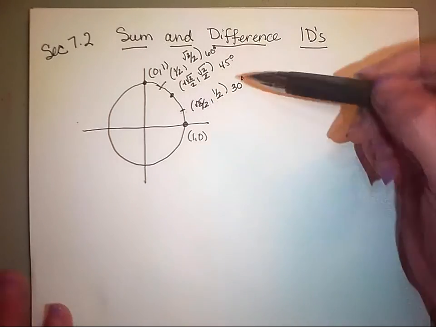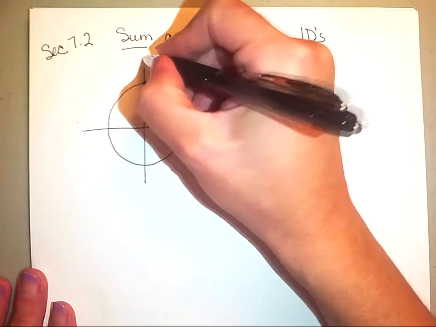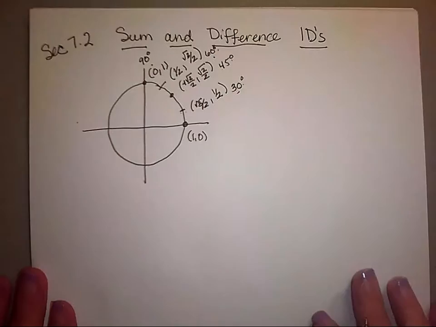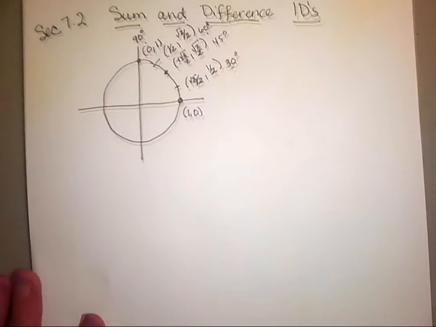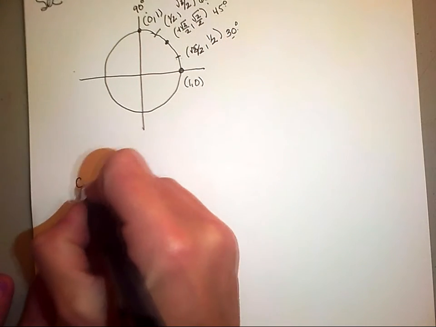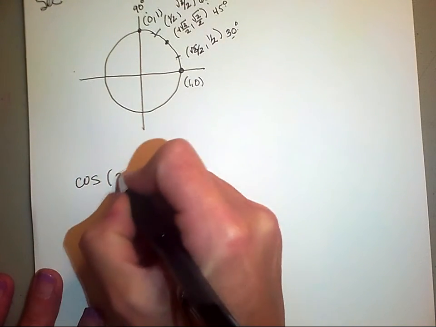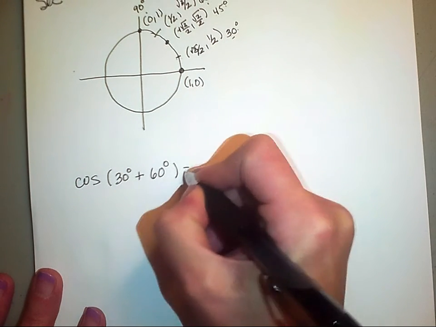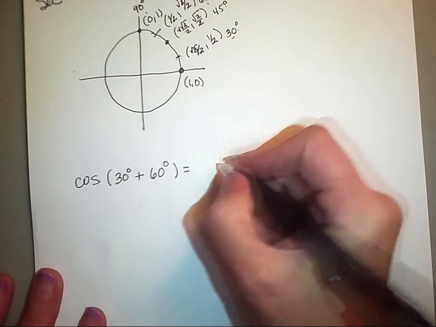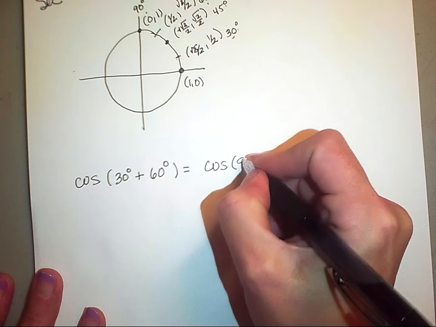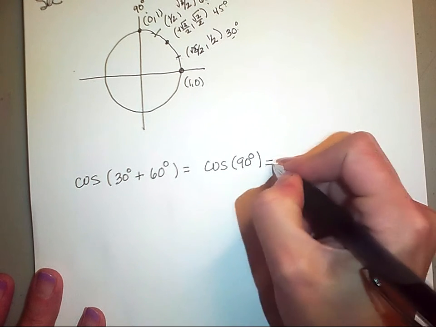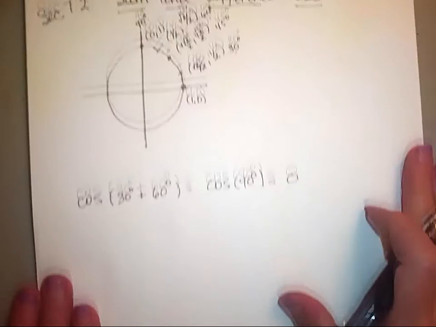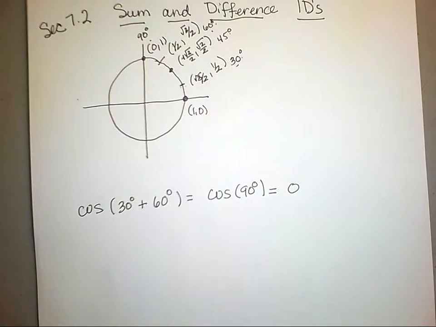Now let's start with one we know. If I take 30 and 60 degrees, if I add 30 degrees and 60 degrees, I should certainly get to 90 degrees. So let's do that. So we know that the cosine of 30 degrees plus 60 degrees, inside the argument, that is the cosine of 90 degrees. And that is equal to just 0. We know this from the unit circle. The cosine of 90 degrees is 0.